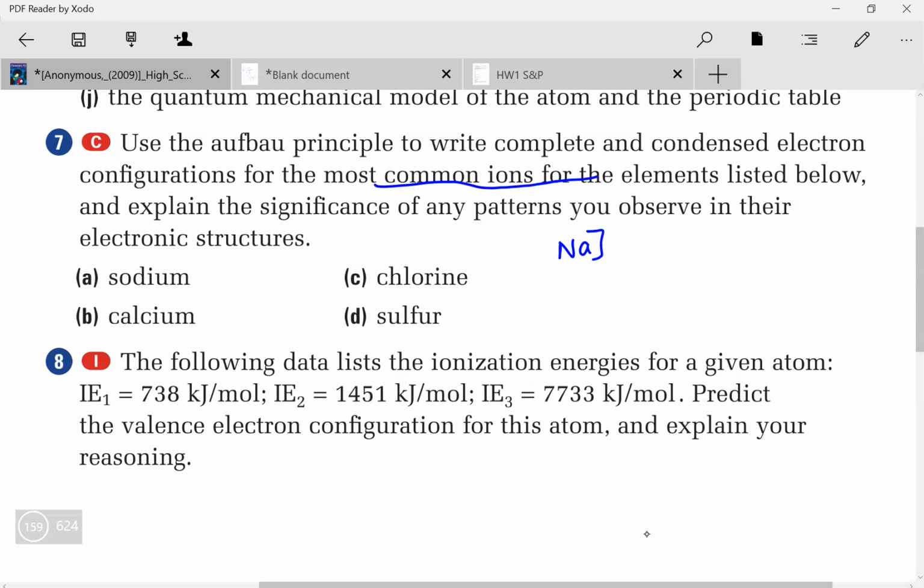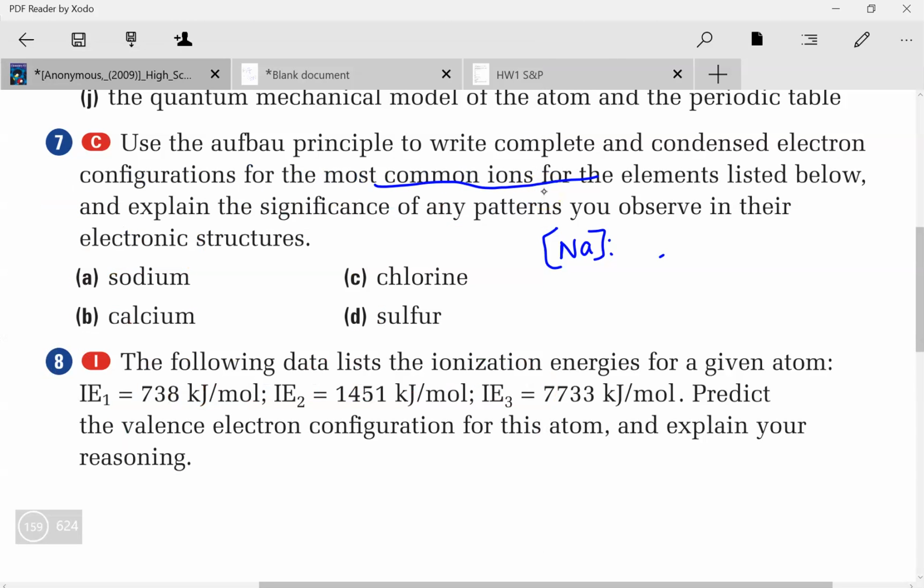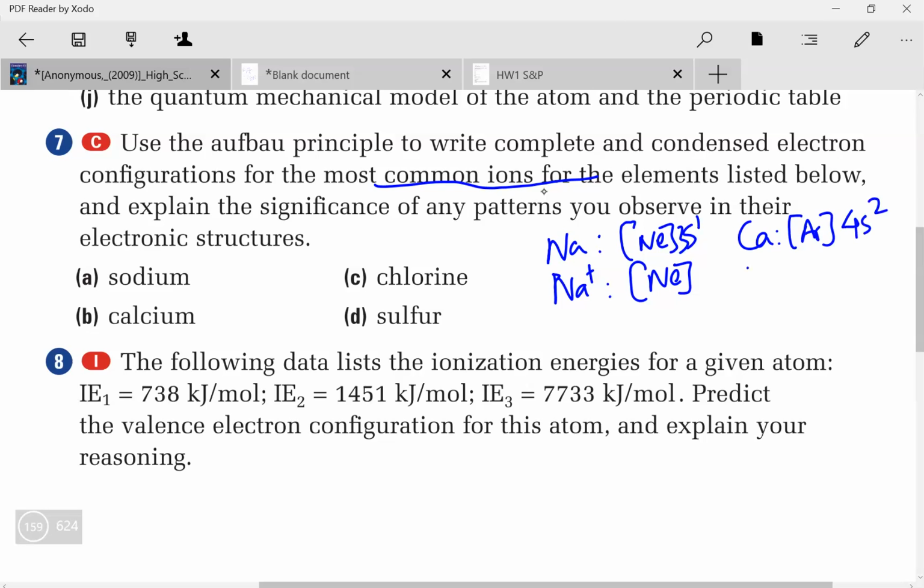So sodium would be what's it? Argon, neon? I can't remember. I'm horribly bad at that. Neon. There we go. Whoops, there's no square brackets around the sodium. Sodium is neon 3s1. And so sodium plus electronic configuration is just neon's configuration. Calcium is very similar. We have argon 4s2. And so calcium 2 plus electronic configuration is just argon's electronic configuration.